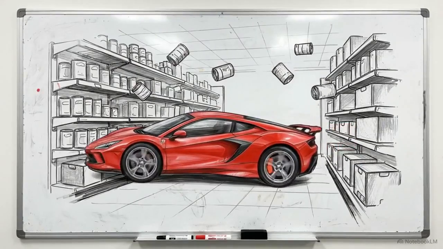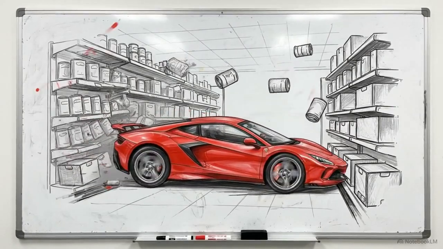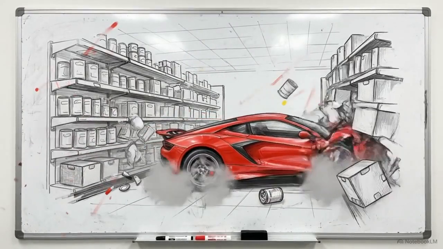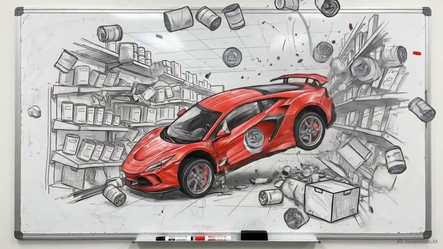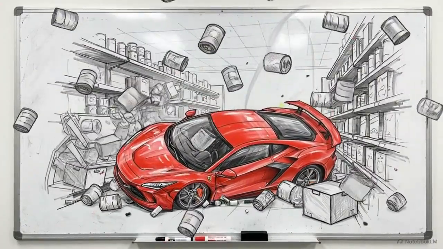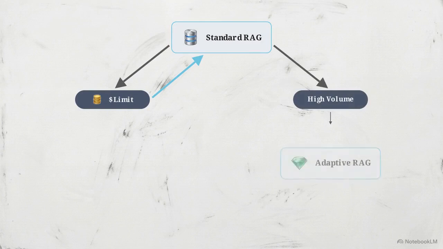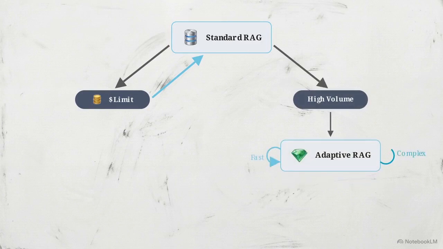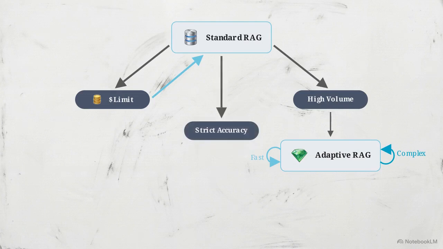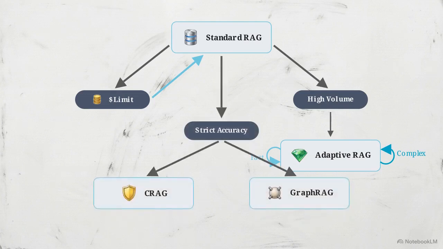Over 1,200 RAG papers were published last year. Chasing academic complexity for a basic app is like driving a sports car through a grocery store. This tree maps constraints to architectures. Budget constraint? Start with standard RAG. Complex architectures just mask garbage data anyway. Managing scale? Adaptive RAG balances sub-second latency with complex edge cases. Zero hallucination tolerance? Invest in corrective RAG or GraphRAG to prevent liability.